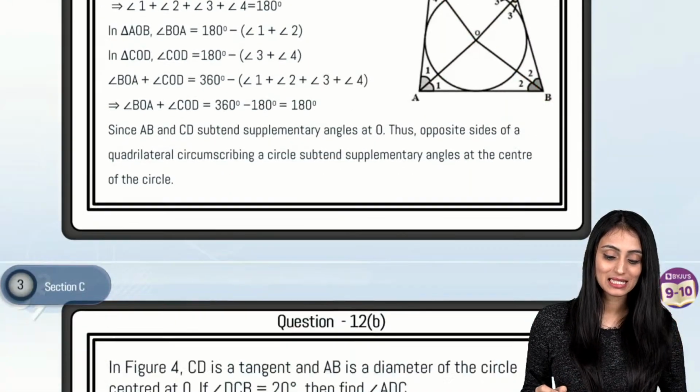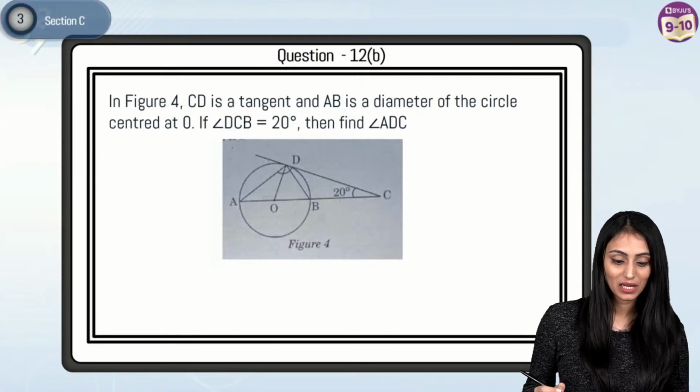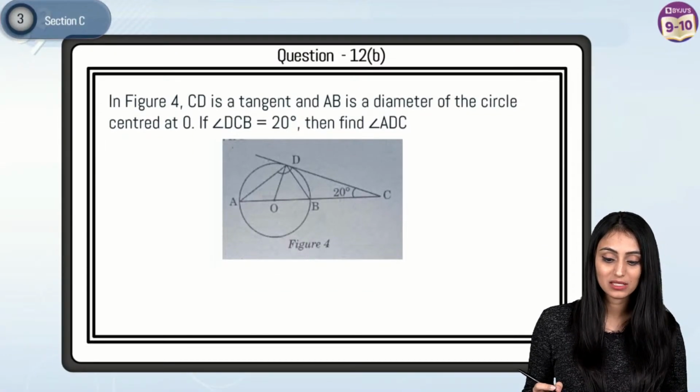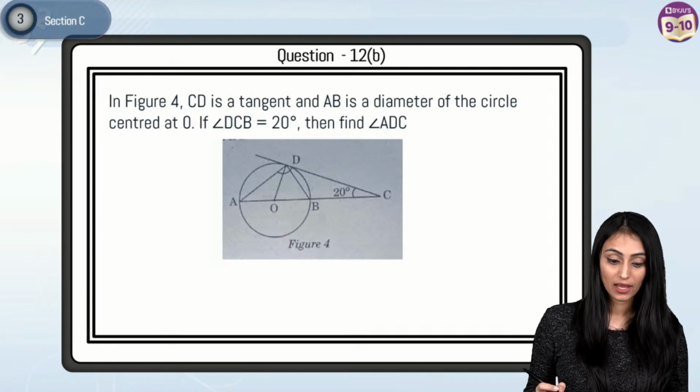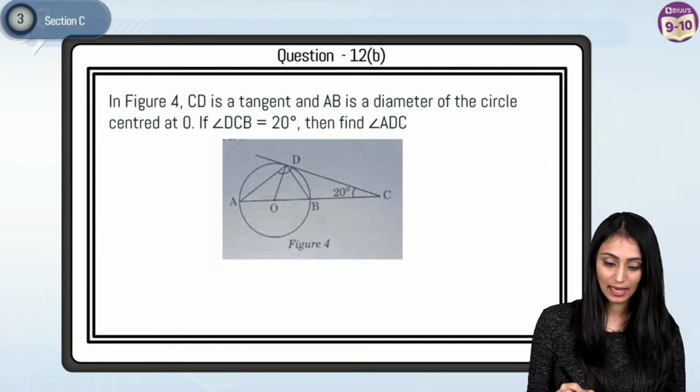Alright. Let's quickly discuss part 2 of this question. Part B. In the figure, CD is a tangent and AB is the diameter of the circle centered at O. If angle DCB is 20 degrees, then find angle ADC.